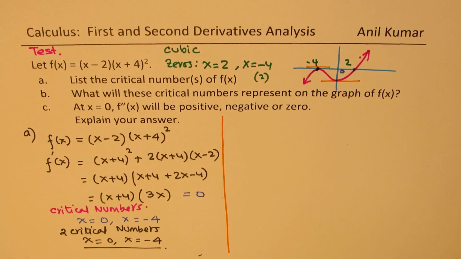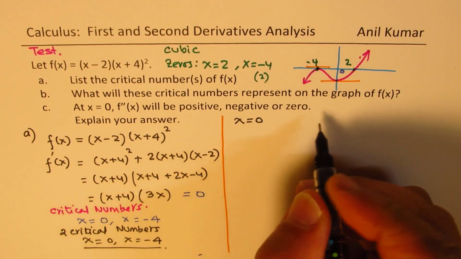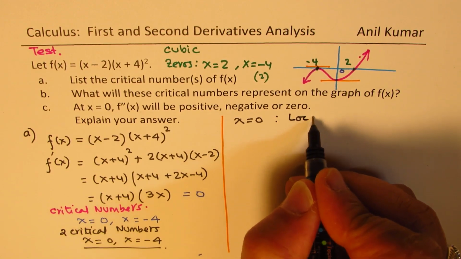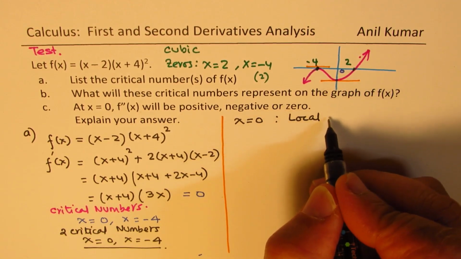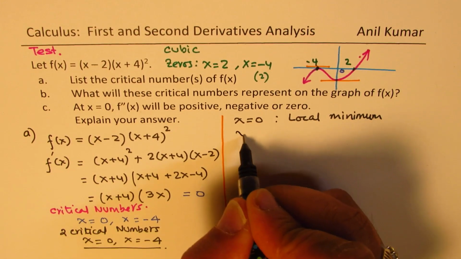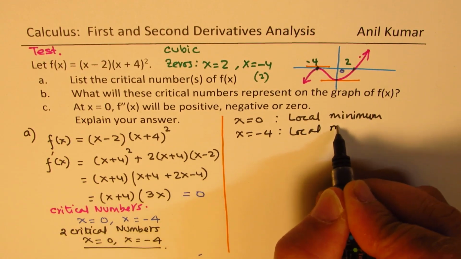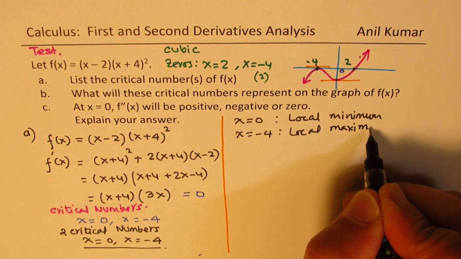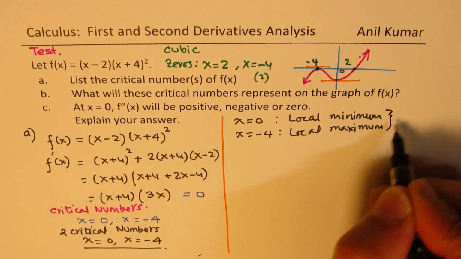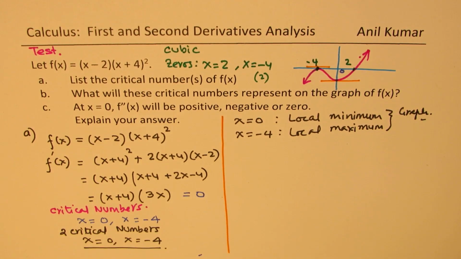So from this sketch, you clearly know that at x equals 0, we have a local minimum. And at x equals minus 4, we have a local maximum. This is from the graph. Now, how do you analyze the derivative to figure this out?